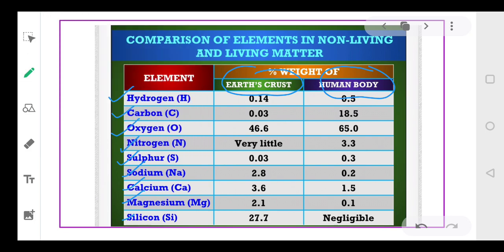Now when we see this, we observe that in the earth crust, oxygen is present at 46.6%, while in a living organism or humans, it is 65%. Carbon, which is approximately 0.03% in the earth crust, here it is 18.5%. Hydrogen, which is 0.1%, is 0.5%. So in a human body or living organism, hydrogen, carbon, oxygen are present in more quantity. Their concentration is more. But there is one more difference. In the earth crust, silicon is 27.7%, approximately 28%, while in a human being, a negligible amount of silicon is present. So from this table, we can clearly understand the various elements present in living and non-living matter.